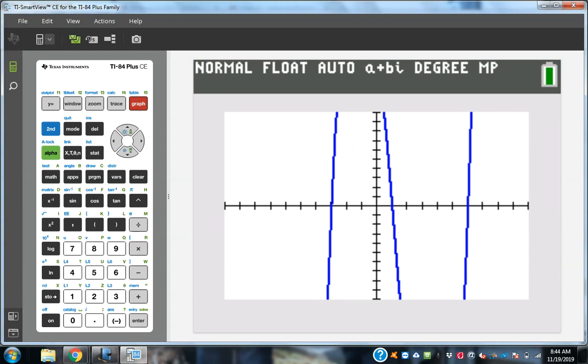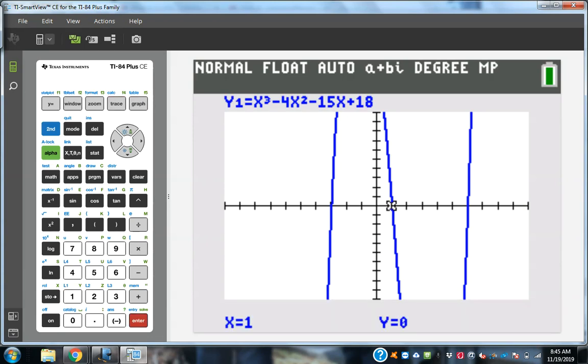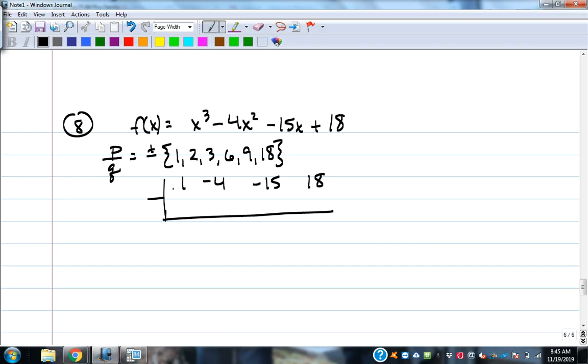Looks like it crosses in 3 pretty nice places. Pick your favorite. 1 would be my favorite. I'm going to check that one. Trace 1, enter. And it does give me a 0 on the y, so I know that that one works. Okay. I'm going to put a 1 on the shelf. Run the synthetic.